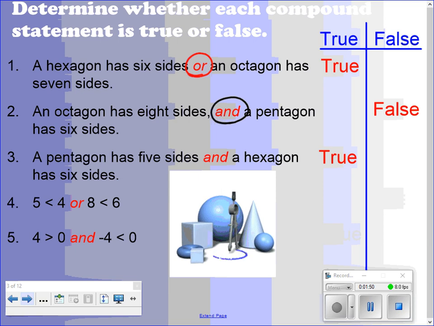"5 is less than 4 or 8 is less than 6." This would be a false statement because neither one of those parts is true, and in order for this to be true, one or the other would have to be true. "4 is greater than 0 and negative 4 is less than 0." This would be a true statement because both of those statements are in fact true.